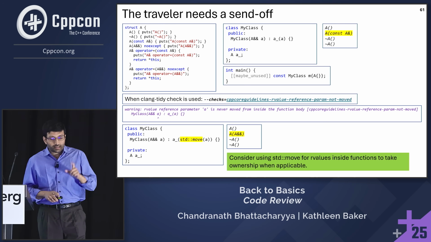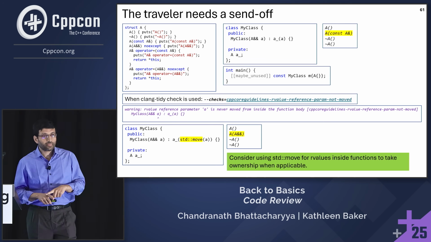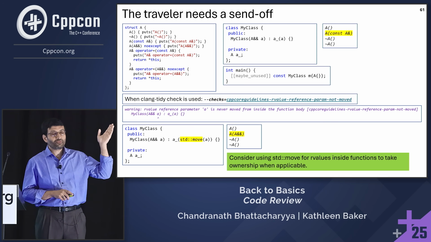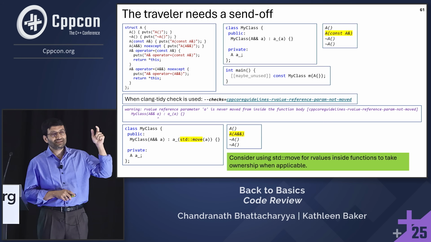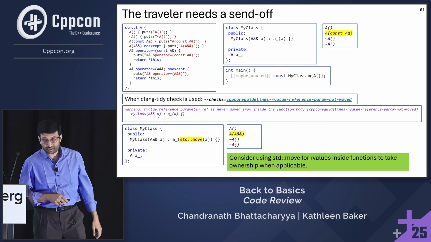So the guidance: consider using std::move for R values inside functions to take ownership when applicable. If you recall, there was a slide before where I was converting a const string reference to an R value reference, and there I showed move over there. So this is a similar example over here.